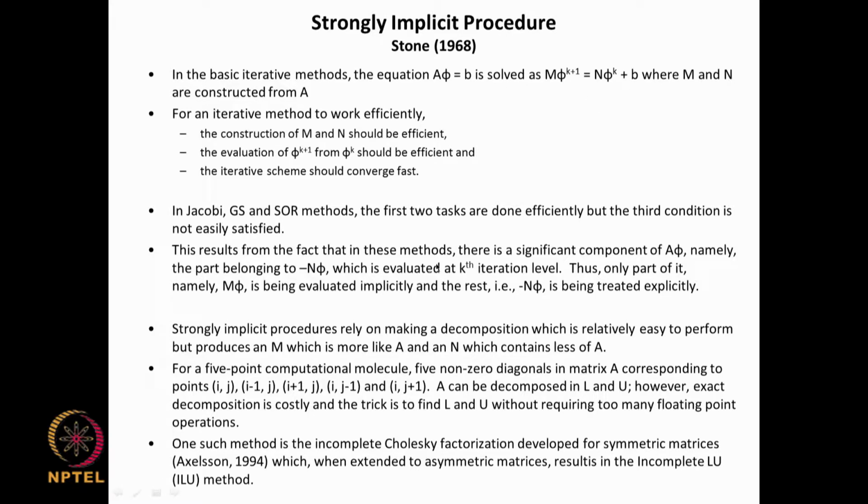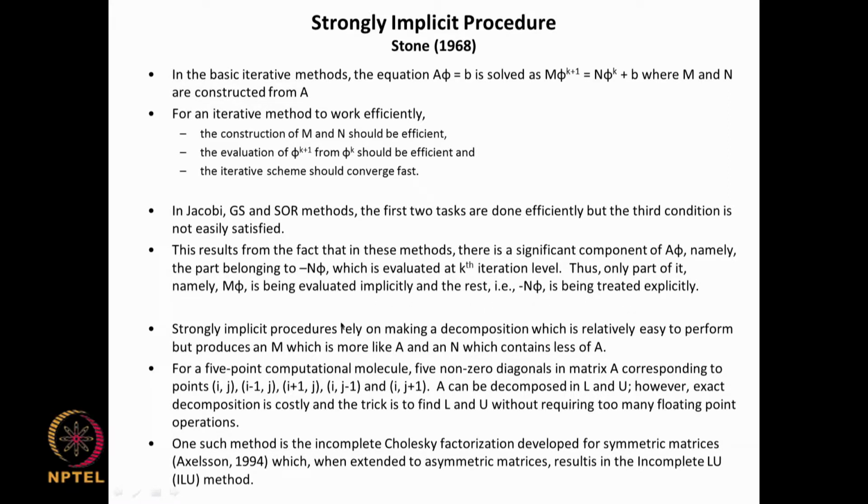So here we are looking at the decomposition of A phi into M phi k plus 1 equal to N phi k, and the part of the A phi which belongs to M phi is being done implicitly, and the part of A phi which belongs to N phi is being done at kth level. That means only part of it, namely M phi, is being evaluated implicitly and the rest is treated explicitly, and this delays the rate of convergence.